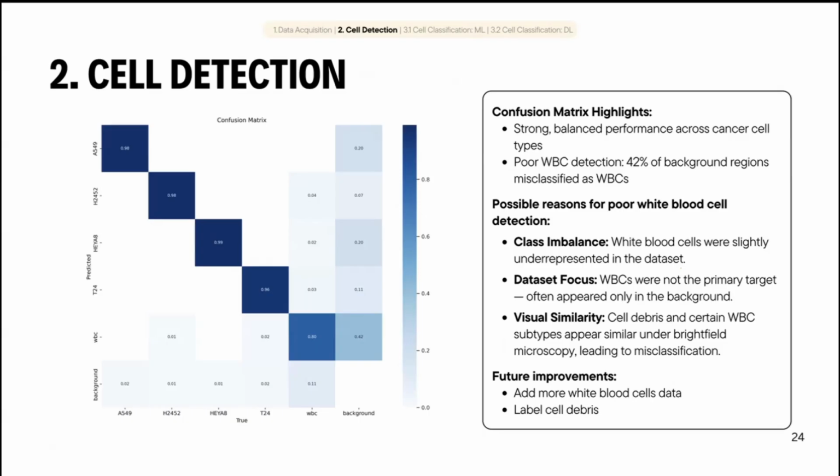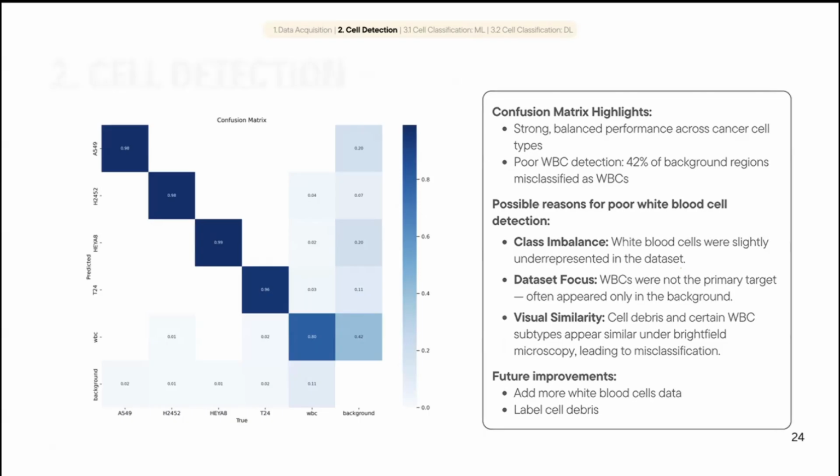First, class imbalance. Second, white blood cells were not the primary target, as they only appeared in the background. And the last one is its visual similarity to cell debris, which may have led the model to misclassify debris as white blood cells. A potential solution would be to include more images of white blood cells in the dataset, which would help the model learn better features and therefore improve its ability to differentiate between white blood cells and background noise.